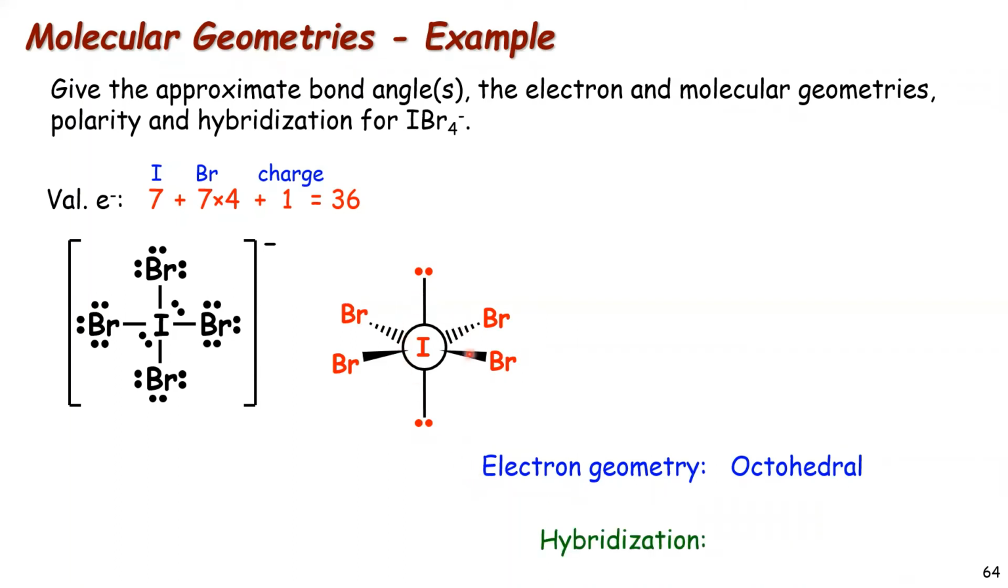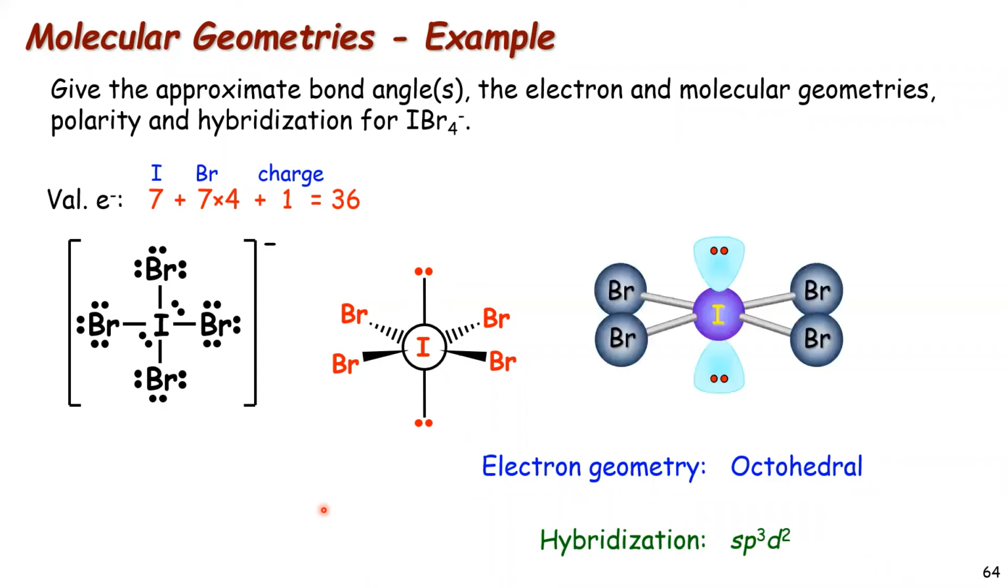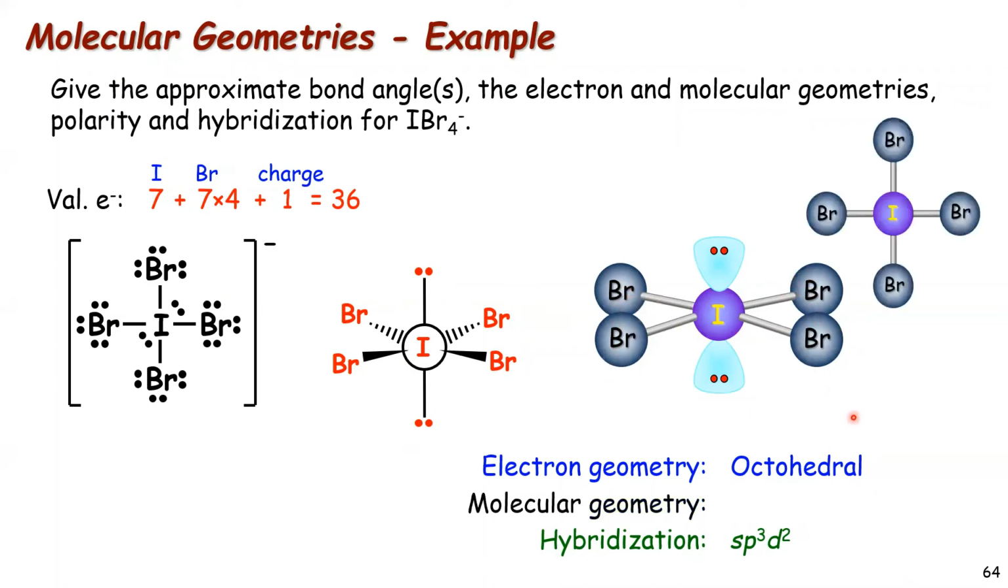Now the hybridization. Again, we have 1, 2, 3, 4, 5, 6 regions. So we need 6 molecular orbitals. We're going to use the 1s, all 3p, and 2d to form those 6 sp3d2 hybrid orbitals. So that molecule now looks like this. Its molecular geometry, well, these all sit in the same plane, and it looks like a square when you turn it on its side. So it is square planar.